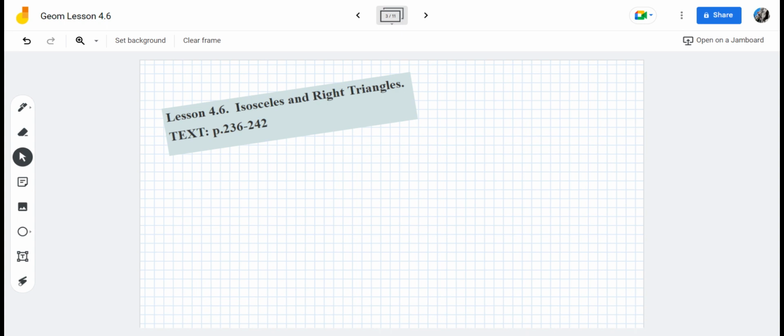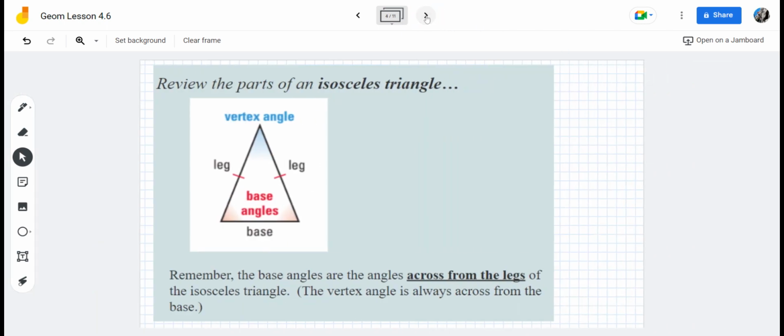So obviously you have these notes copied in your notebook already. So let's go right to this first slide. I just wanted to remind you, we went over some of this in an earlier lesson, but there are parts of an isosceles triangle, and we're referring to a general isosceles triangle, not an equilateral one, just a plain old isosceles triangle that is not equilateral. There are some parts that you should be aware of.